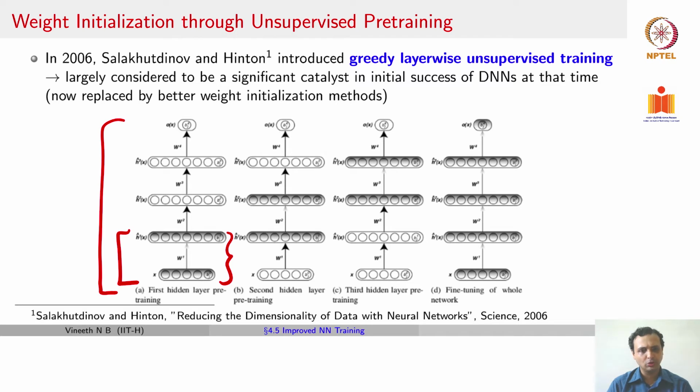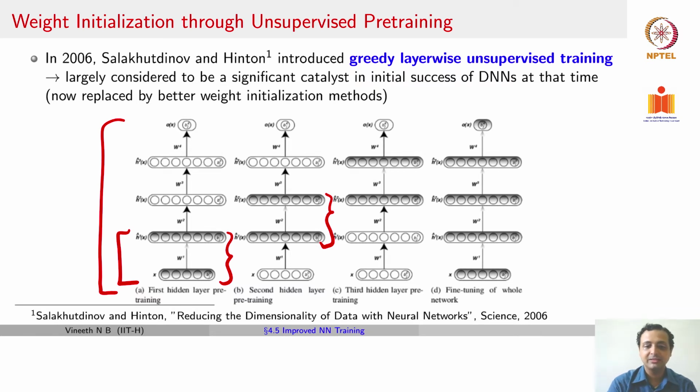Now you freeze those weights and then take the next two layers and train them in an unsupervised manner. Because the first layer's weights are frozen, you could provide inputs and multiply it by those frozen weights and they will become inputs to the second layer.